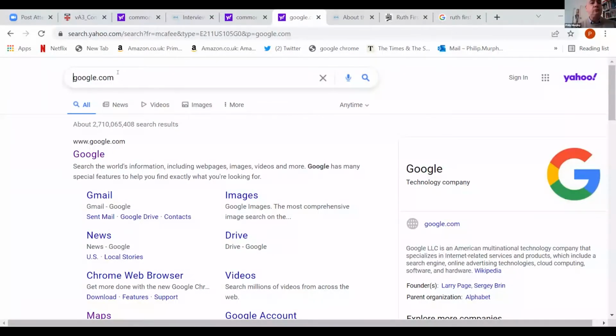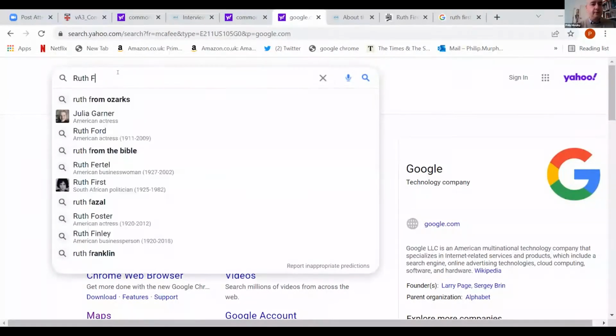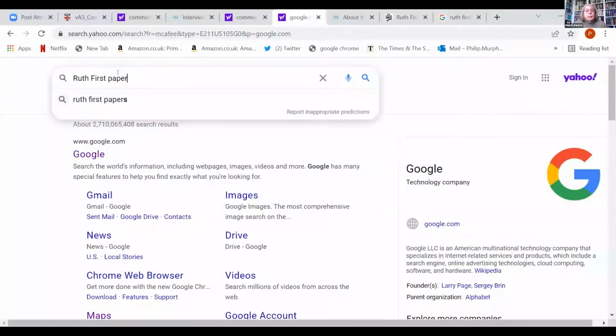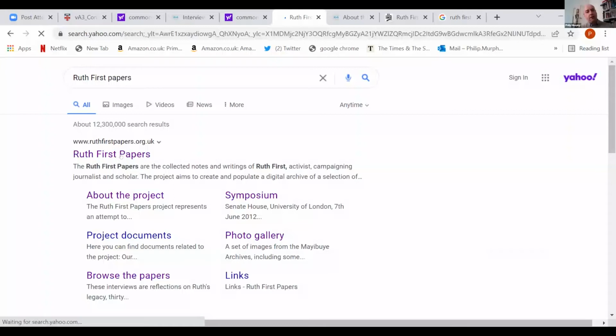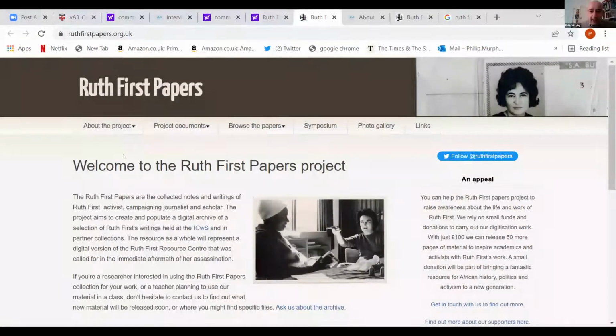So the Ruth First papers. And this is something, again, you see, we created our own little section on this, Ruth First Papers org. Ruth First, for those of you who aren't familiar with her, was a very prominent anti-apartheid campaigner in her own right, part of the husband-wife team with Joe Slovo, who's another leading figure in the anti-apartheid movement and in the ANC.